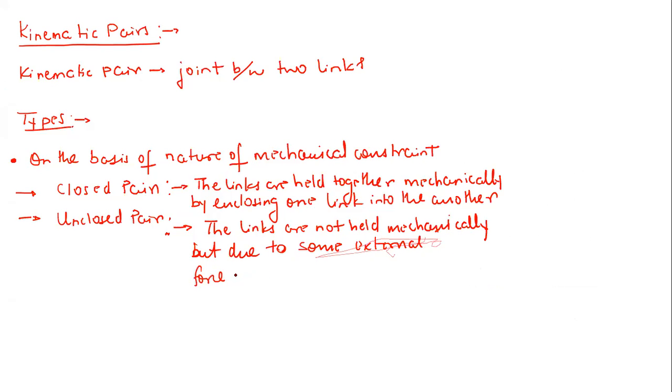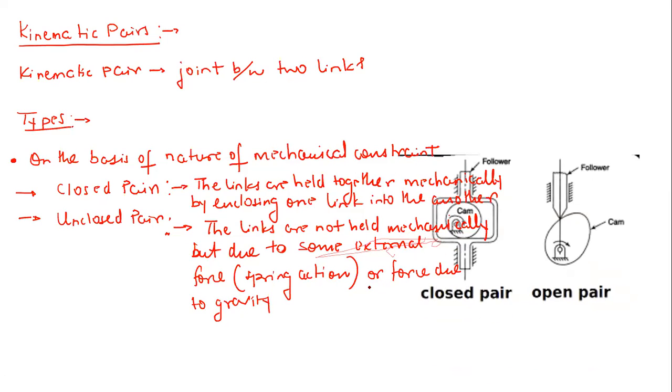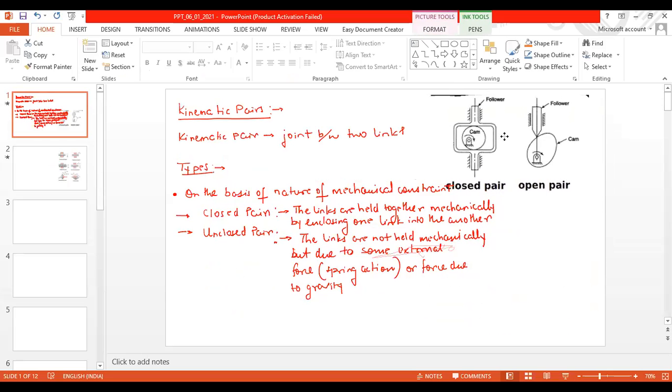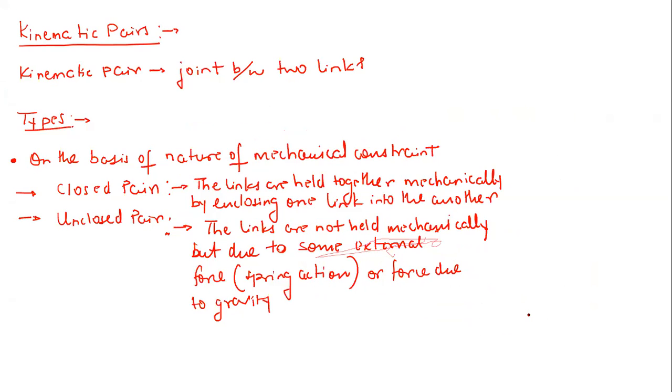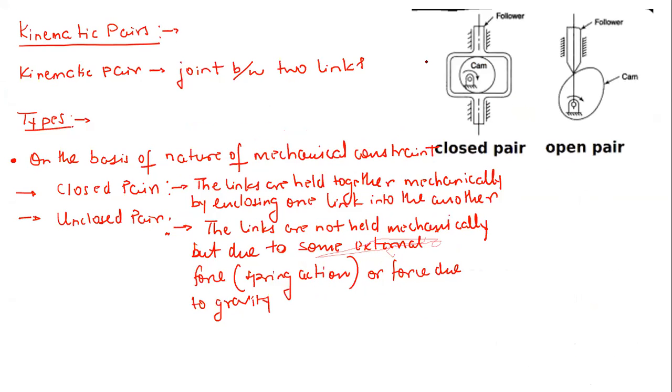So a general external force which we use for mechanisms is a spring, or simply force due to gravity. Let us try to understand this through an example. Let me drag this figure somewhere here. If you see this diagram, this is a cam and follower arrangement.